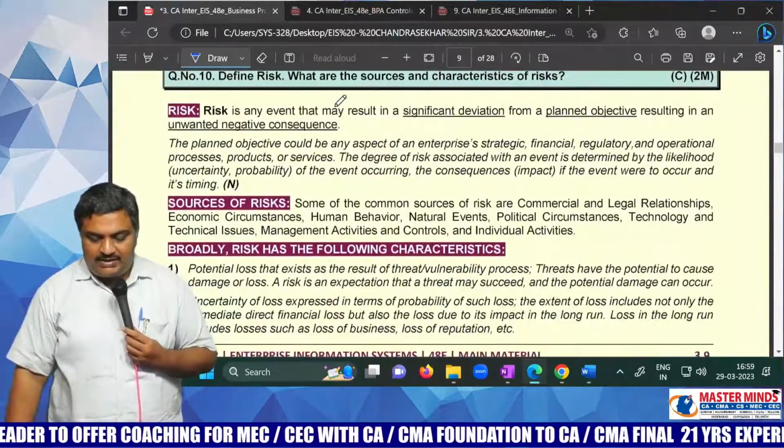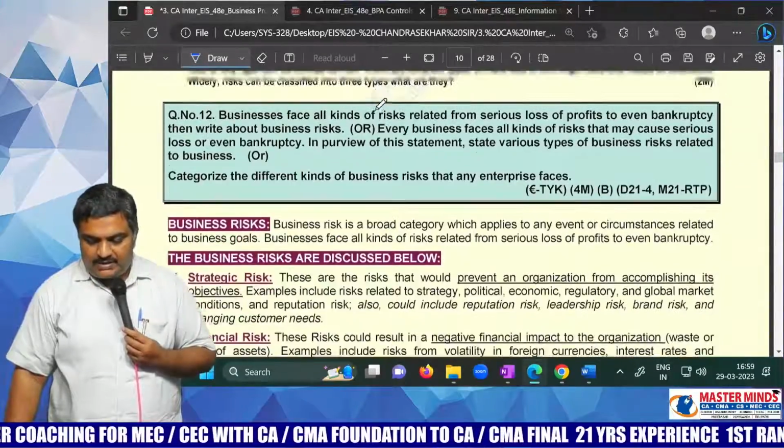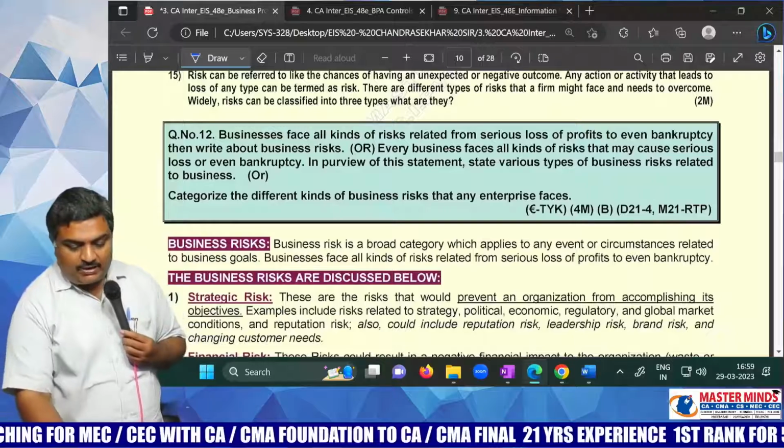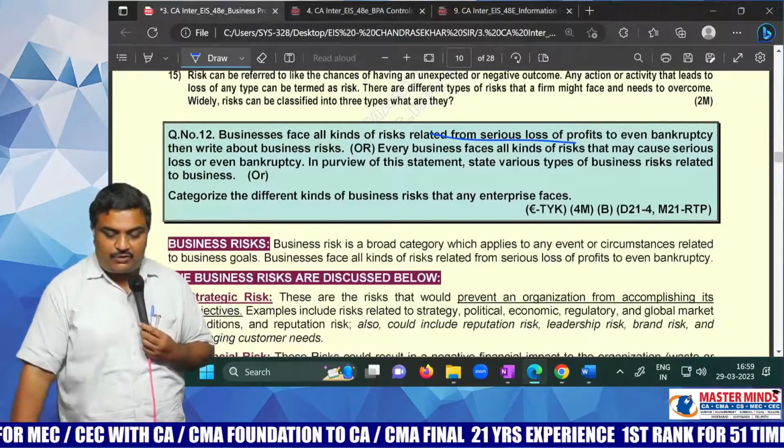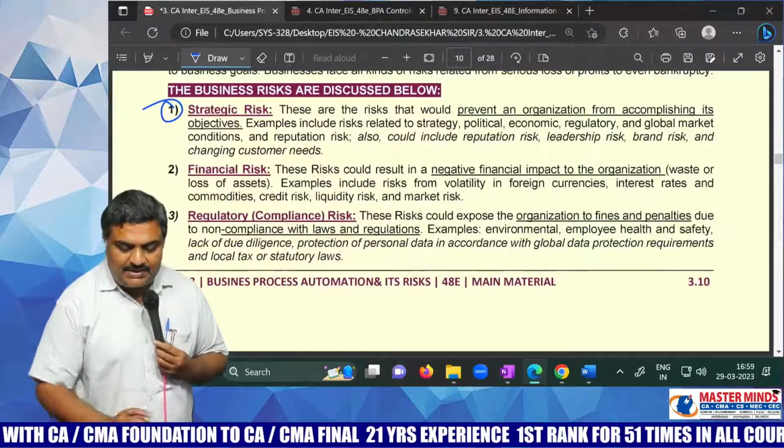Now, what are the risks of the thing? Yes, this is an important question. Businesses face all kinds of risks, from serious loss of profits to even bankruptcy. What are the different business risks? The first business risk is strategic risk.